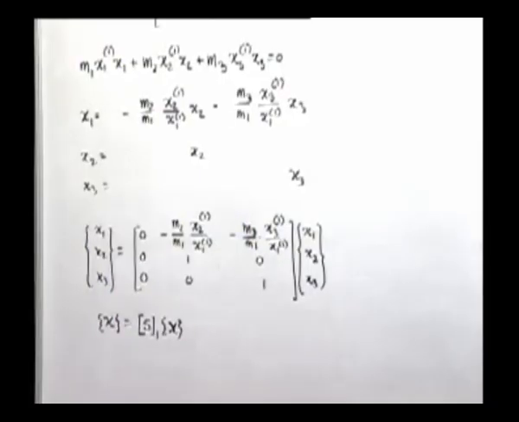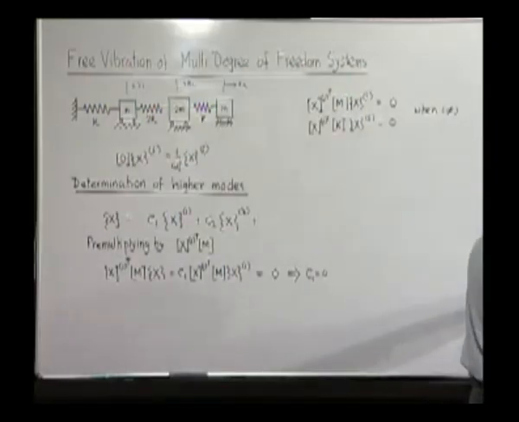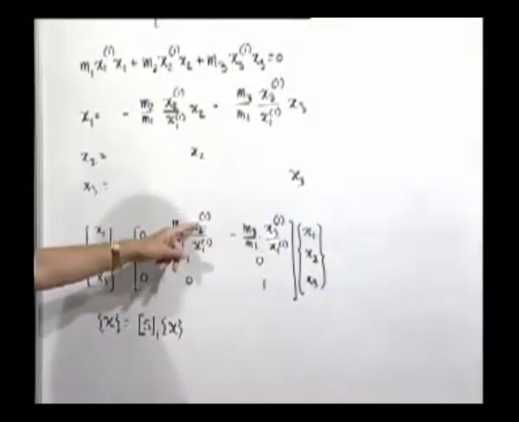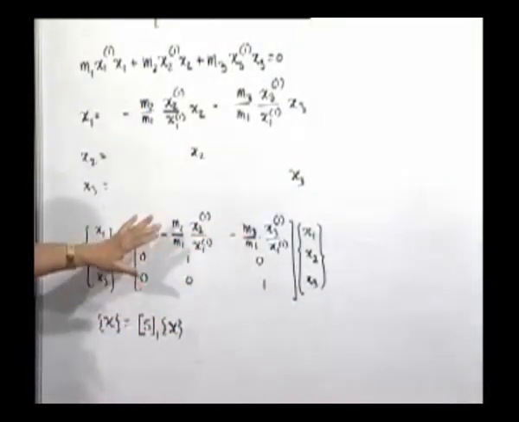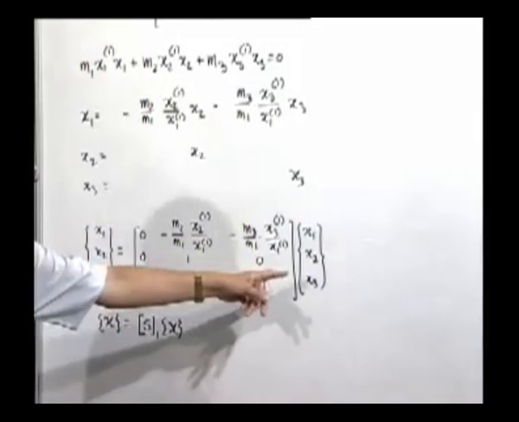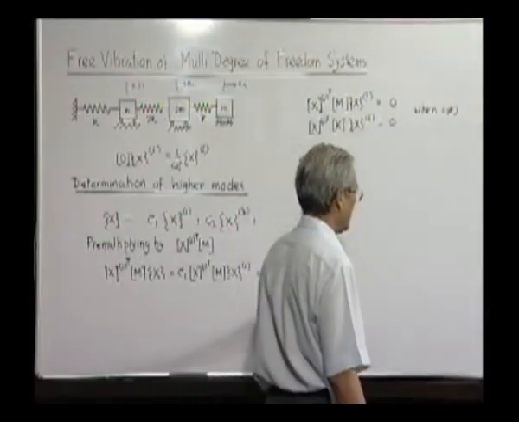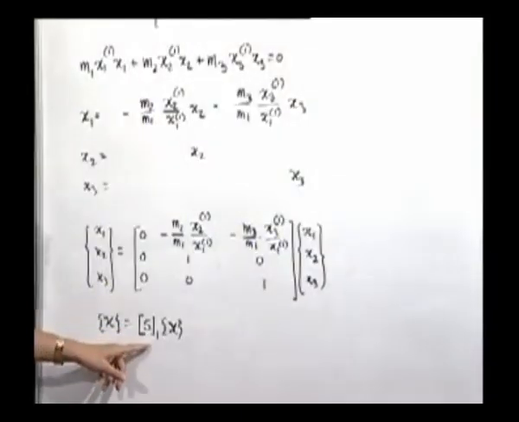Now what has happened? We have already solved the first mode, that is always to be remembered. So these quantities are known: x1 1, x2 1. These are all known quantities. M, m2, m1 are also known quantities. So this is a known matrix. When this matrix pre-multiplies this, it means that the first mode has been swept out, as C1 has been made 0. That's why we call it a sweeping matrix.